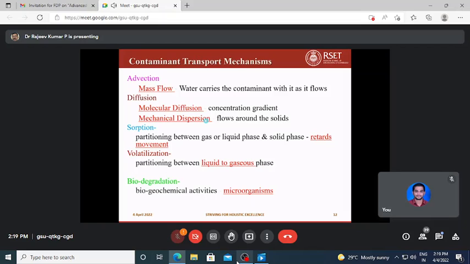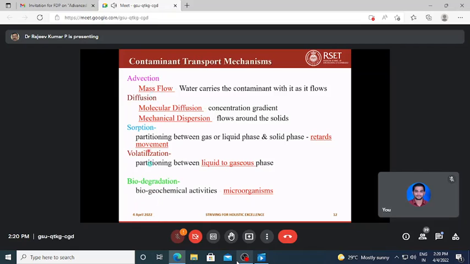And what happens? There will be partitioning between the gas, liquid, or even solid phase, due to the chemical reaction. And volatilization is another part, that is actually from the liquid to gaseous phase, highly contaminated, toxic environment. Reactive contaminants, all those things will move in such a phase. Change in phase from liquid to gaseous phase. Maybe in that process it may be adsorbed onto the soil particles. These mechanisms happen.